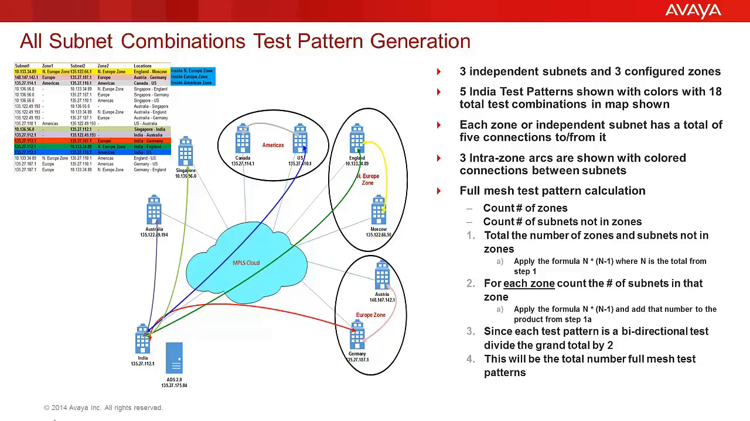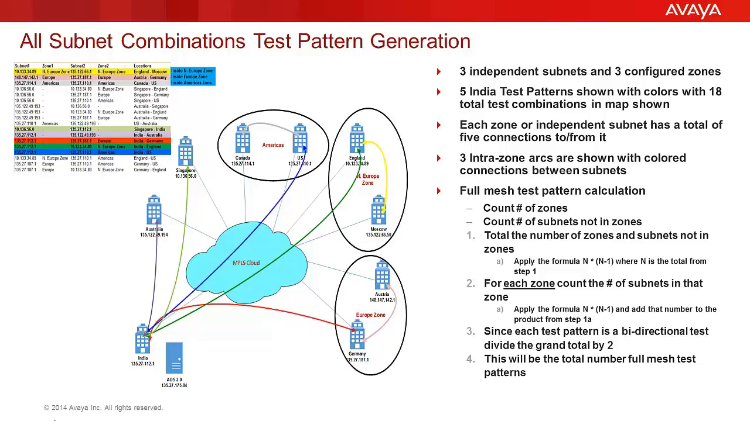With that bit of understanding, let's look at how adding in zones modifies that calculation. The first step is to count the total number of zones and the independent subnets, which in this case is a total of 6. Applying the formula, we have 6 times 5 equaling 30.